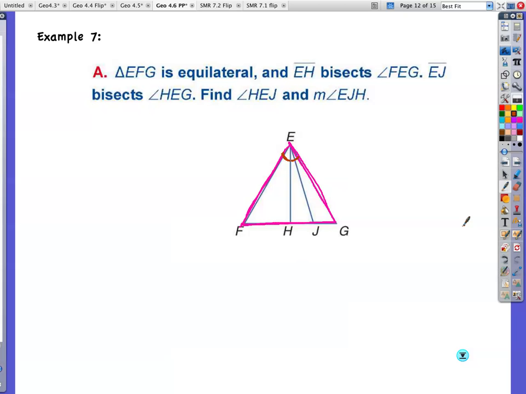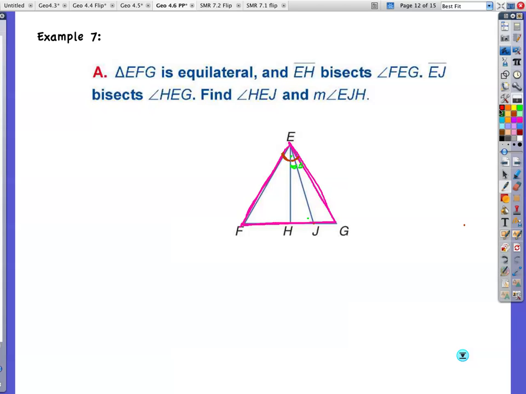Segment EJ, which is this one right here, bisects angle HEG. So then I'm going to do some other little color here. This is going to be congruent to this angle. Once again, I'm annoyed. Why didn't I make this picture bigger? Find angle HEG, so to find this angle up here, and find the measure of angle EGH. So EJH. So basically I have to find this one up here and this one over here as well.